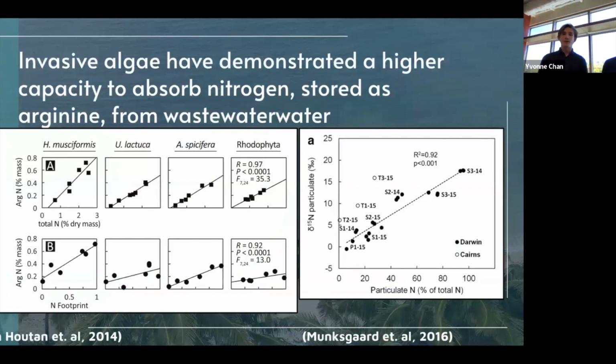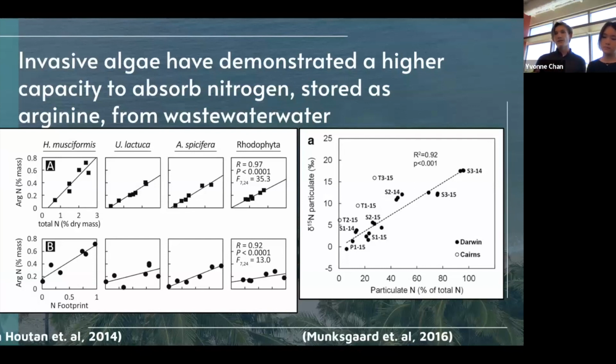So invasive algae has been demonstrated in previous studies to have a higher capacity to absorb nitrogen stored as arginine from wastewater than native algae, as you can see in this study done by Van Houten in 2014. In this nitrogen versus nitrogen delta 15 isotope study done by Muscard in 2016, we can see the trend that particulate nitrogen or wastewater signals with nitrogen delta 15, which is a signal that we tested in a previous study last year that we'll get to in a second.